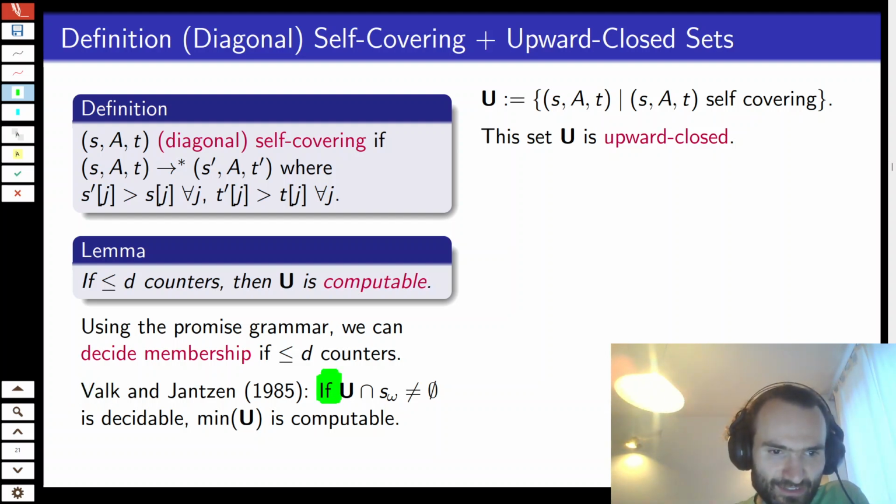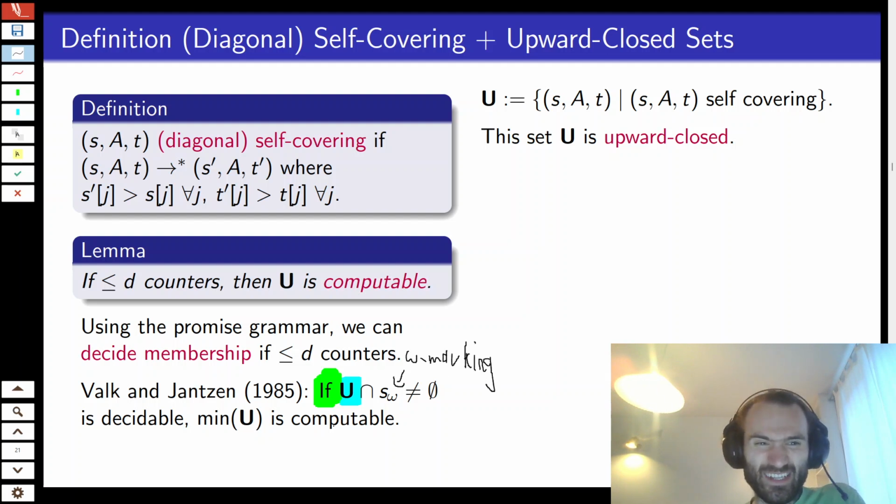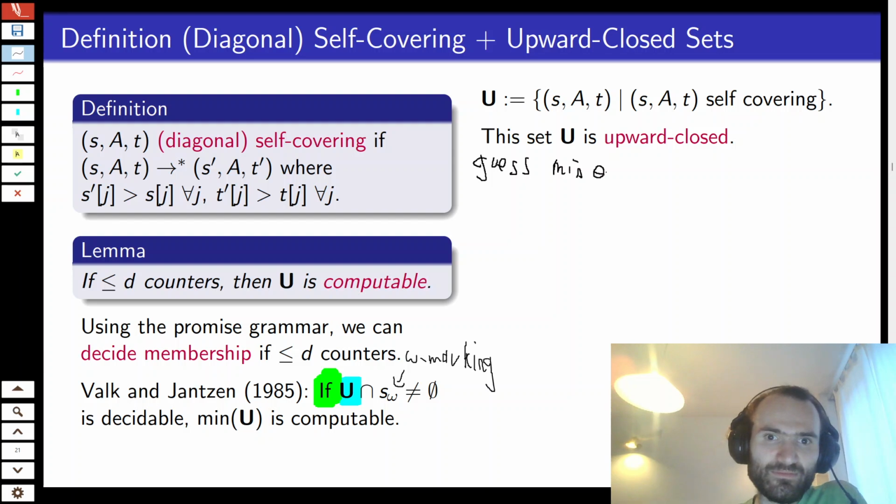So if you can decide, for the given upward closed set and an arbitrary omega configuration, so this is an arbitrary omega marking, whether this is non-empty, then you can compute U, or equivalently you can compute its minimal elements. Why is that? Well, you do the most stupid algorithm you can imagine. You guess the minimal elements. Call this set minimal elements M.